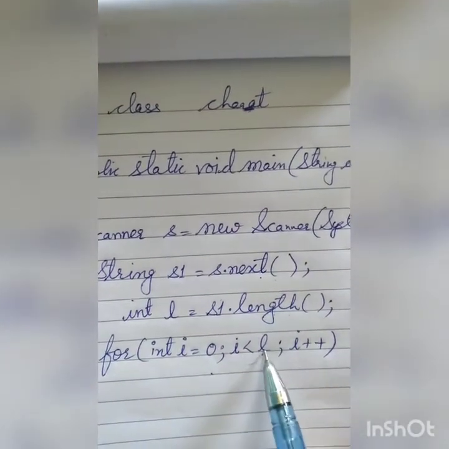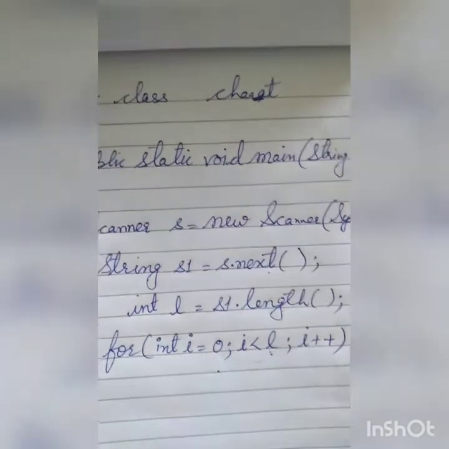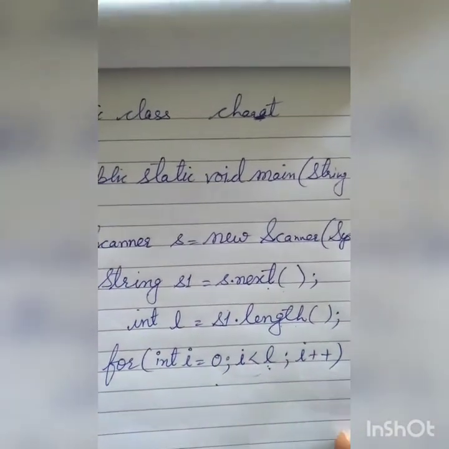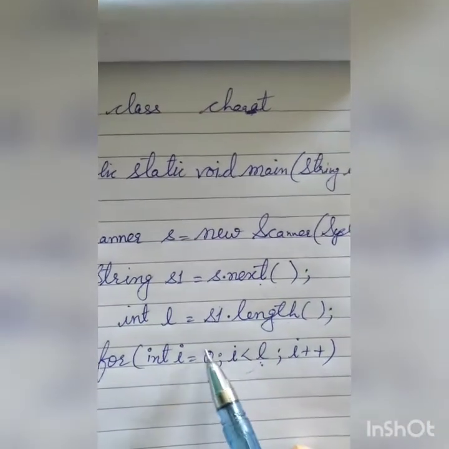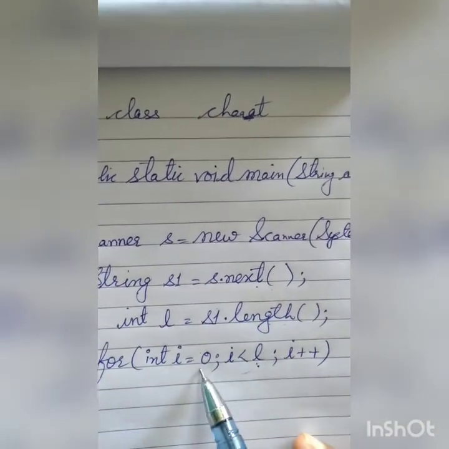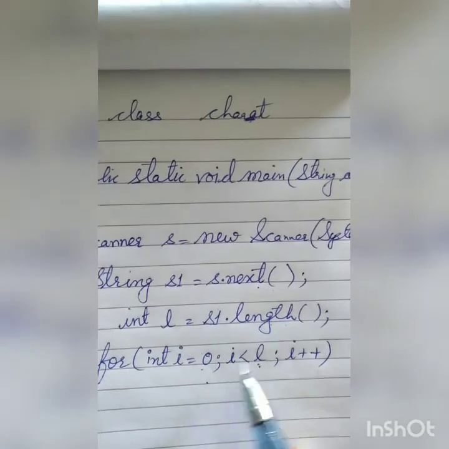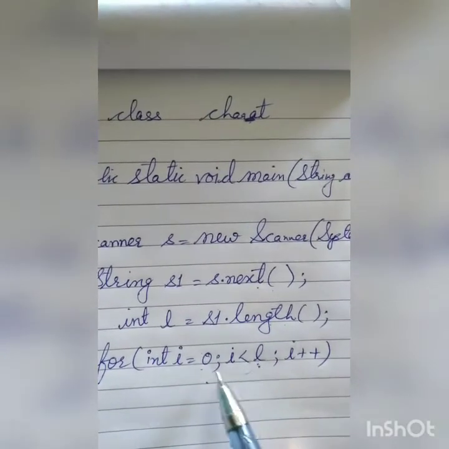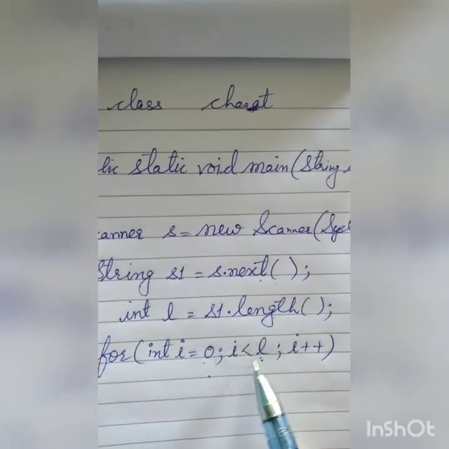Now I have declared the length function, and whatever the length is, I am going to run my loop less than that. The reason is, if the length is 7, I am starting from 0, so obviously I'll take from 0 to 6, and 7 digits will definitely come. The length will be 7. That is why we take less than L.